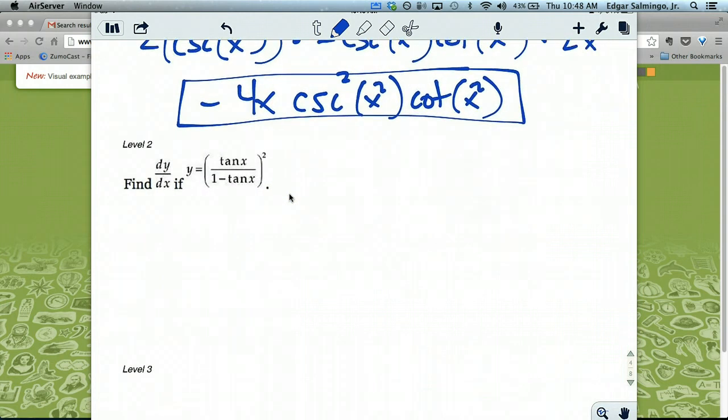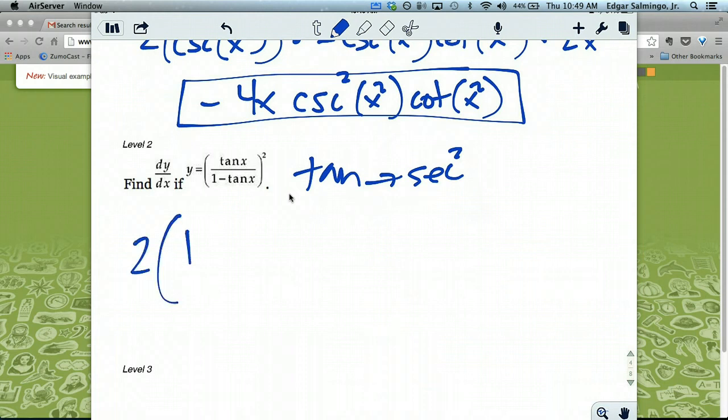Next one, same thing. I got a chain rule. I got a 2 out there. The derivative of tangent, you should know, is secant squared. So the derivative of tangent is secant squared, just so you know. So let's do my chain rule. I got 2, leave the inside alone. And then this should be raised to the first power. Times the derivative of the inside.